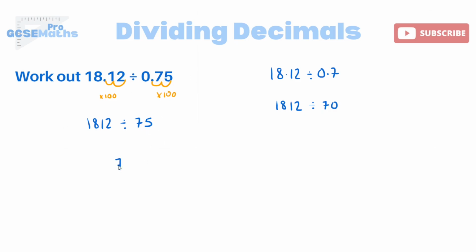I would obviously just use the bus stop method. The one you're dividing by goes on the outside, if you can remember how to do that. So 75 doesn't go into 1, doesn't go into 18. So then I'm going to move on to just looking at the first 3 digits, which would be 181. 75 times 2 is 150, so that's 2. And then the remainder would be 31, which would go above this second 2 here.